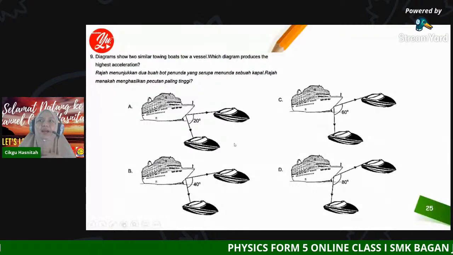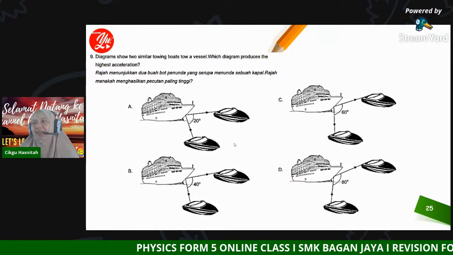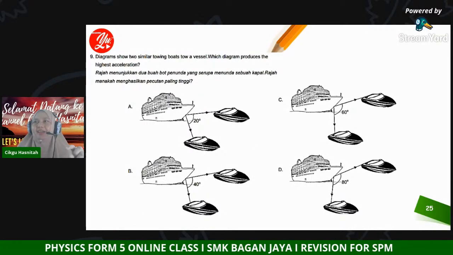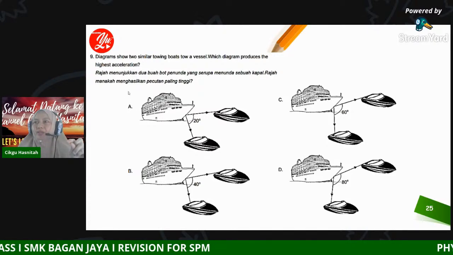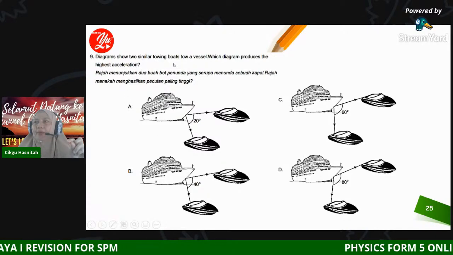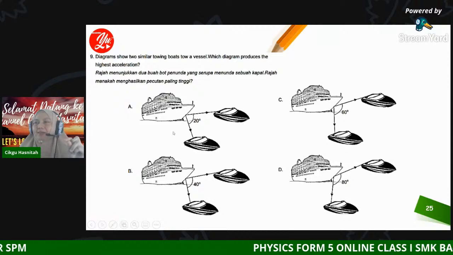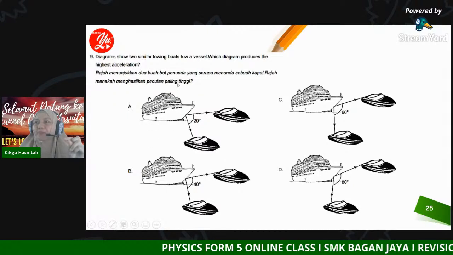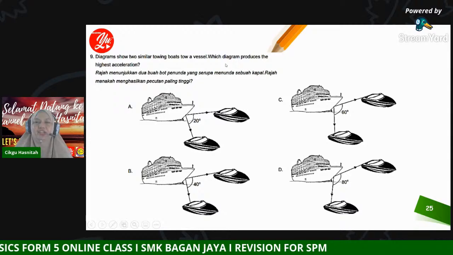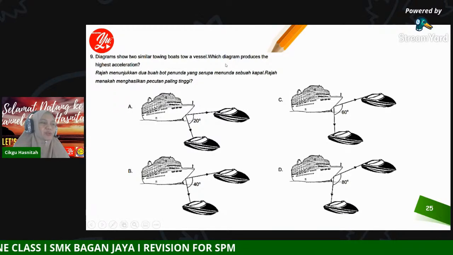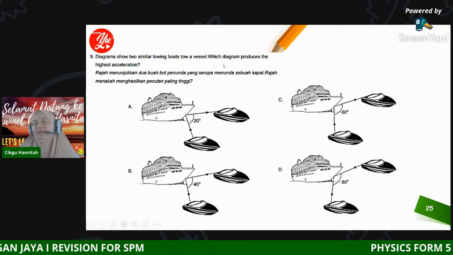Okay, now we go to the last two questions, 9 and 10. Okay, this is easy. This is on forces of equilibrium. It shows two similar towing boats tow a vessel. So this is the vessel, the big ship. Which diagram produces the highest acceleration?